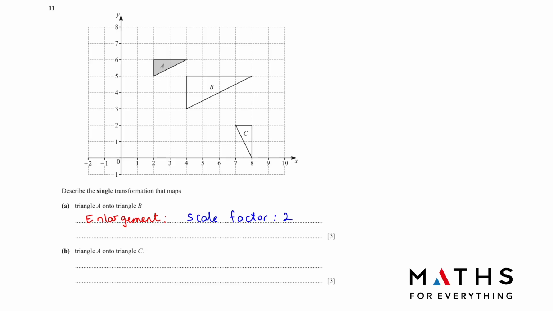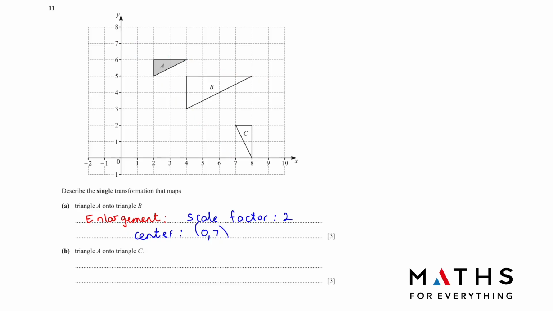Then the third thing that we need is the center. To find the center, join 2 corresponding points and see where they meet. As you can see, they meet here at 7. On this line, y-axis, your x is 0 and y is 7. So that's your center. Now the next one.